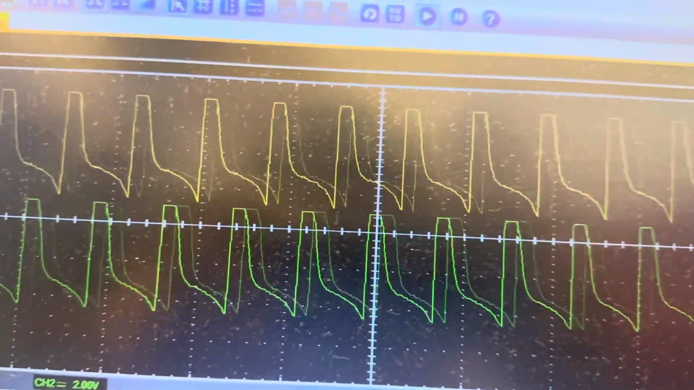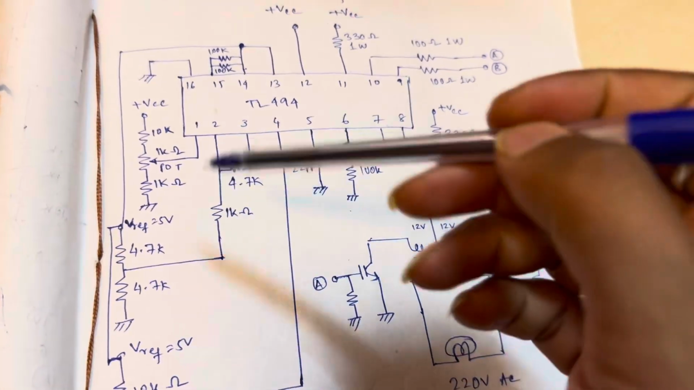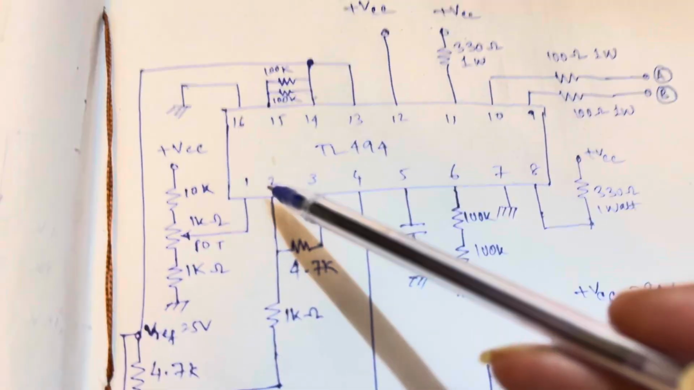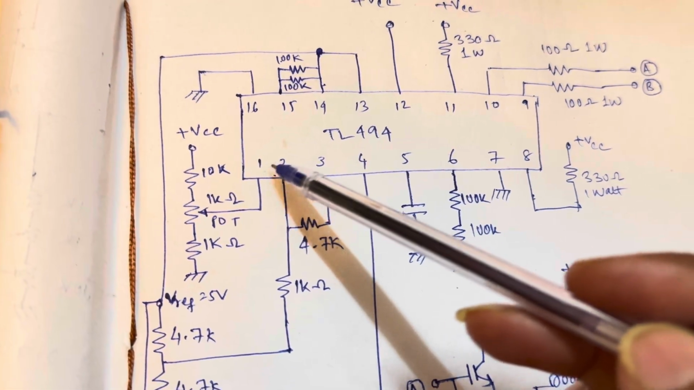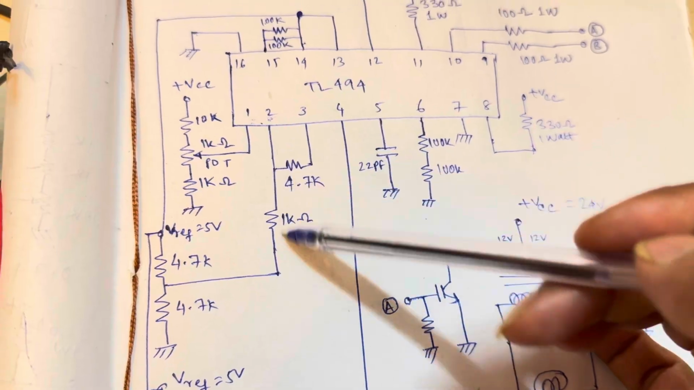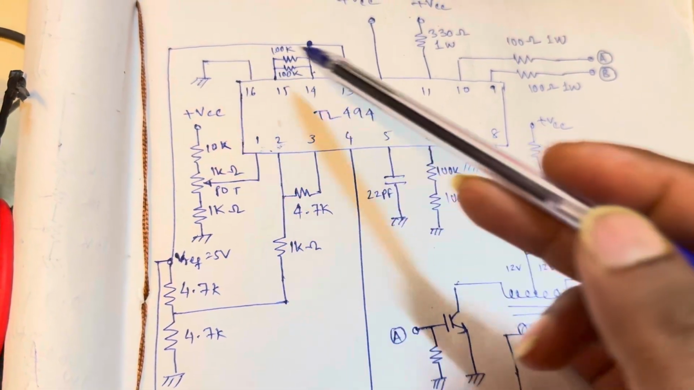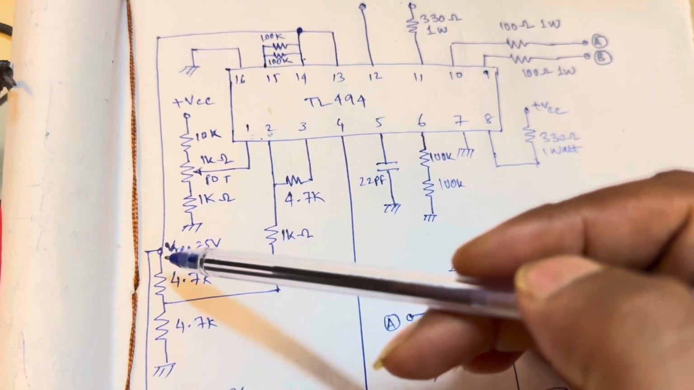Let's look into the circuit diagram. As you can see here, this is the circuit diagram. This is pin number 1 and pin number 2. These two pins are responsible for the PWM voltage control. You can see here, this is the reference voltage from the internal 5 volts DC supply of the IC.